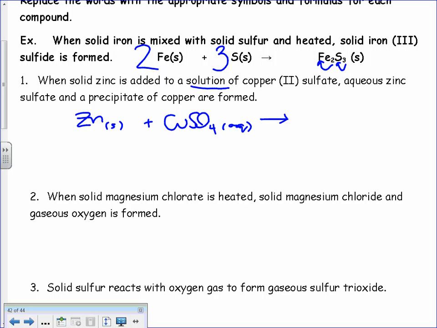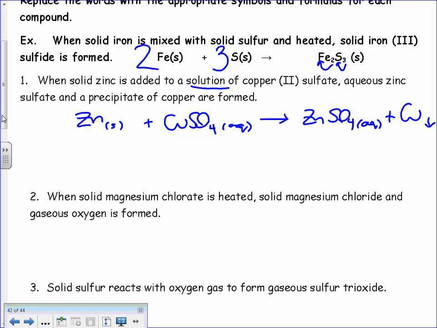And aqueous zinc sulfate, go. ZnSO4, where are the 2's at? They reduce, right, as does the copper 2 sulfate one. And that's a solution of, so you put aq, and Cu for copper. And then you put a down arrow or PPT or s. All those mean the same thing. Okay, so let's go ahead and balance this one.